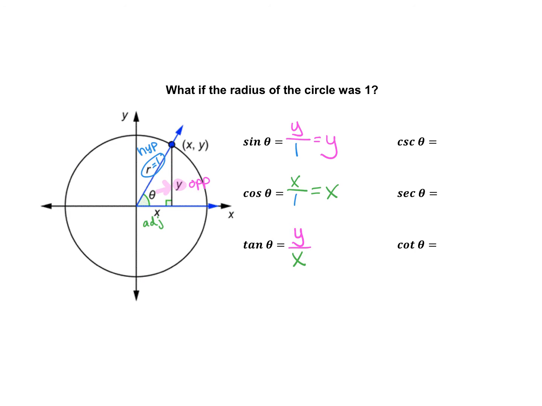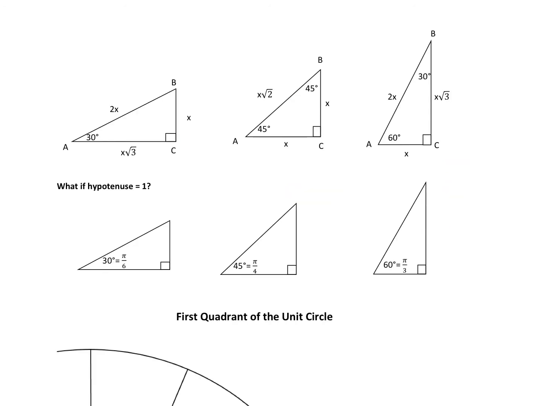Now my cosecant is going to be 1 over y, or again, the reciprocal of y. My secant is going to be 1 over x, or again, the reciprocal of cosine, or reciprocal of x. And then my cotangent is going to be x over y. And so this is how our 6 trig functions relate to the unit circle when we have a radius of 1. So now we're going to apply this idea to a 30, 60, 90 triangle.